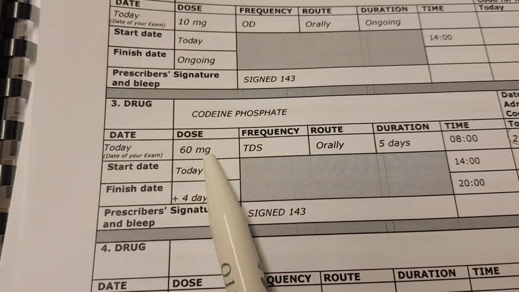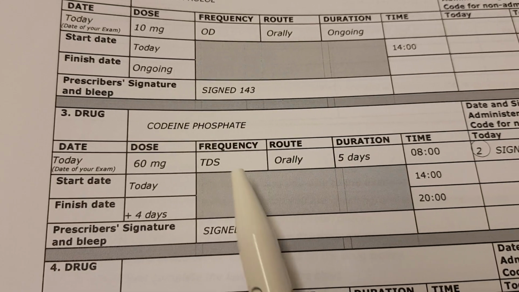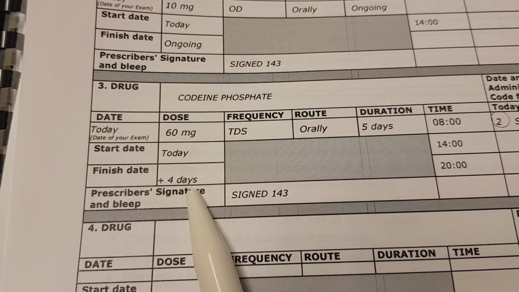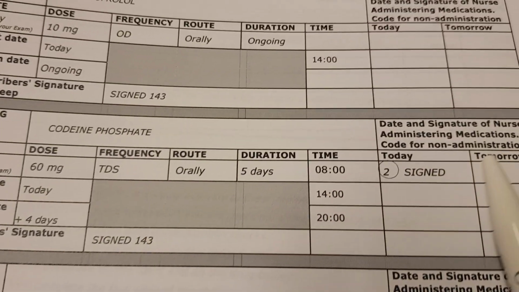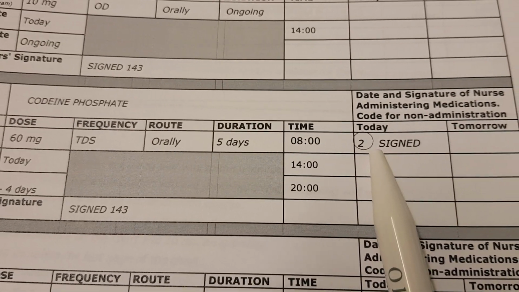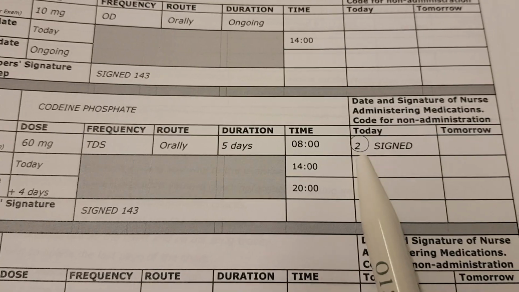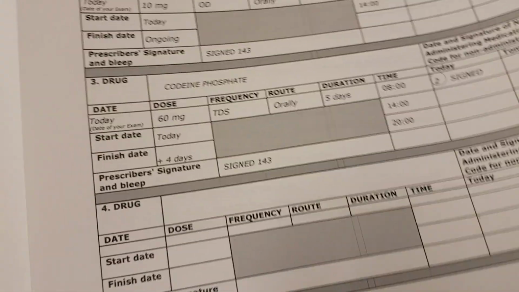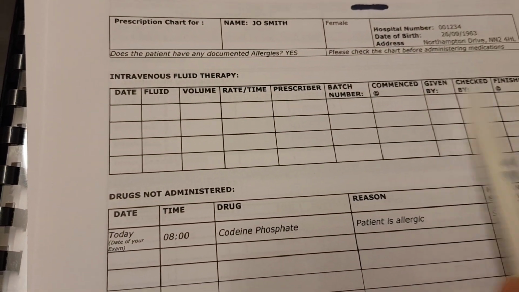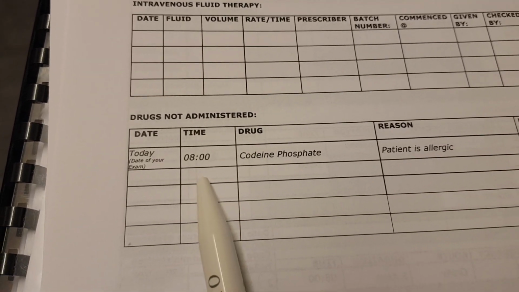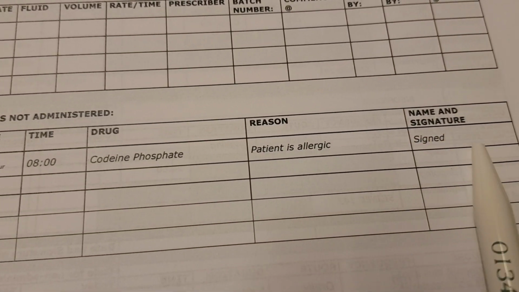We have codeine phosphate 60 milligrams TDS, or 3 times a day, orally, for 5 days. Start date today, finish date is in 4 days, with prescriber signature, bleep number present. It was not given at 8 o'clock, and it's due in my time. So any box that has a number, that means it's not given. Okay, let me just check what's in the back. Okay, so there is nothing written for intravenous fluid therapy. You might as well mention that, guys, okay? And then it says here, drugs not administered, codeine phosphate, patient is allergic, it was signed.